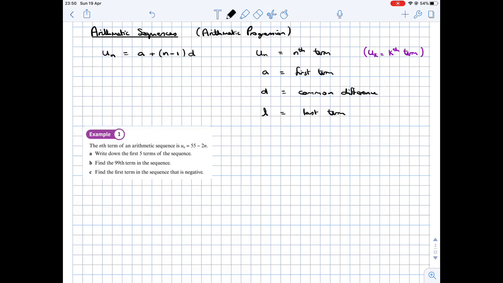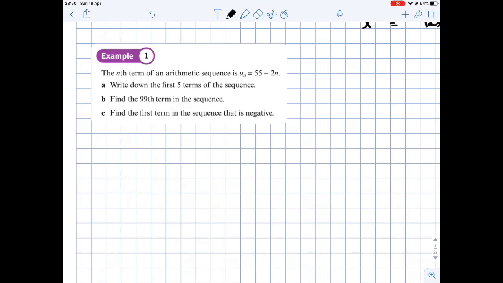Let's look at an example. Here we want to find the first 5 terms of this sequence. So for part A, we know that the first term is called U1. It is also called A. And filling this number in, 2 times the 1 gives us 53. To find the second term, we replace the n with a 2. 55 minus 2 times 2 gives us 51.